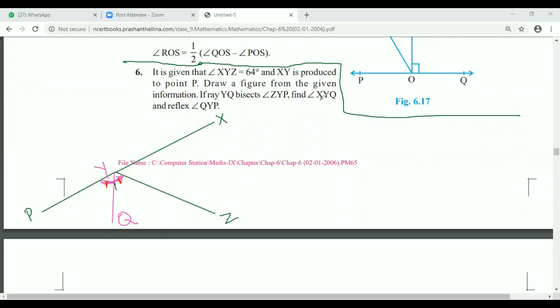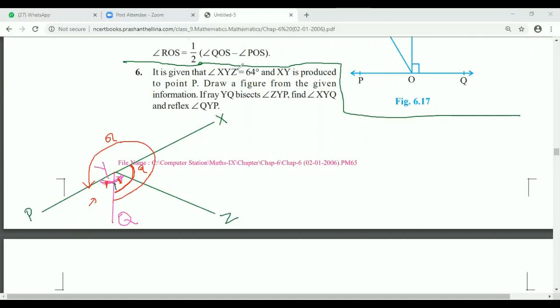YQ is a bisector. Angle YQ bisects ZYP. Find XYQ. Where is XYQ? This is XYQ. Let me mark XYQ. You have to find this angle which I have marked in red color. And reflex QYP. Reflex QYP means not this angle. You are directly seeing this as QYP, but the other side of QYP is this side. So you have to find the reflex QYP, this angle. I have marked two angles using red color. These two angles I have to find: first is angle XYQ and second is reflex QYP.